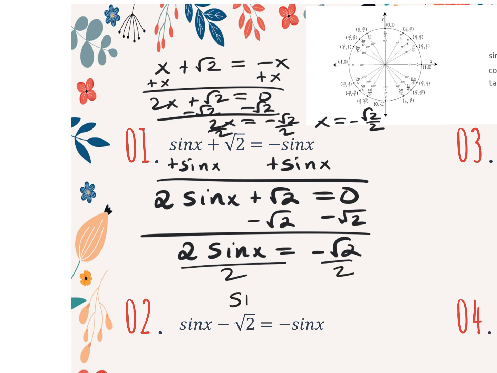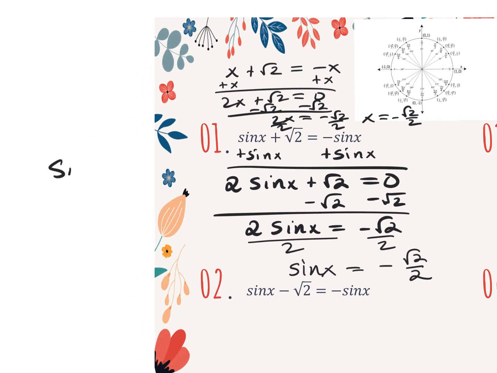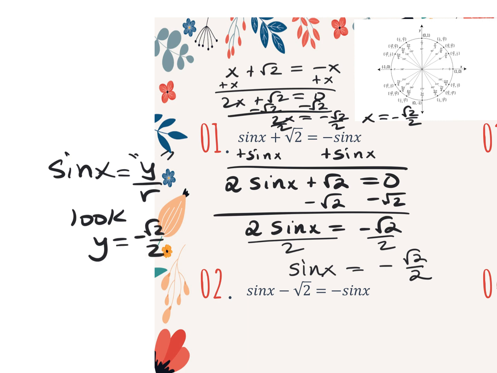Divide by 2. So sine x is equal to negative square root 2 over 2. So here again is where I use my unit circle. Remember that for sine of x, we're looking at the y. Remember it was y over r, but when it's the unit circle, our r value is 1. So we're looking for a y value that equals negative square root 2 over 2.